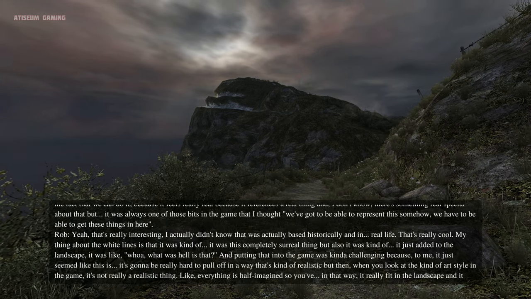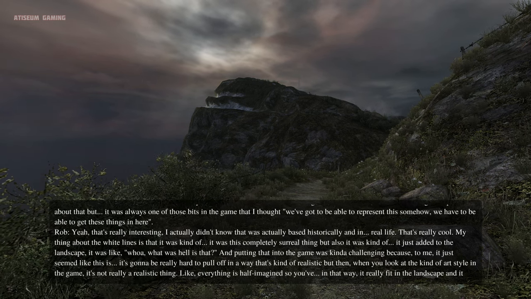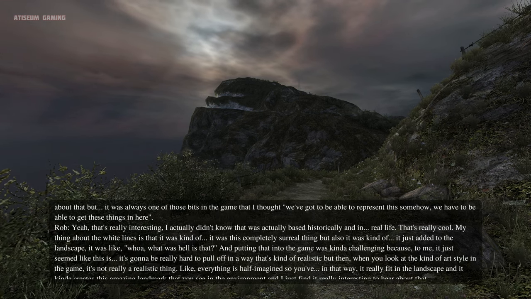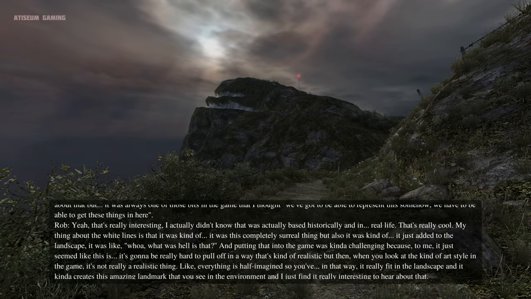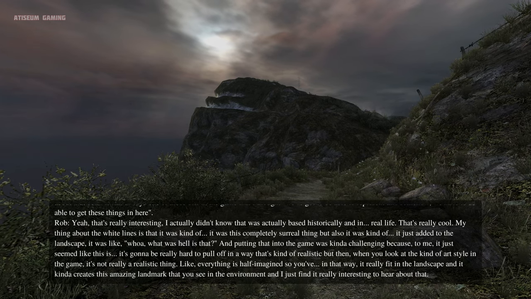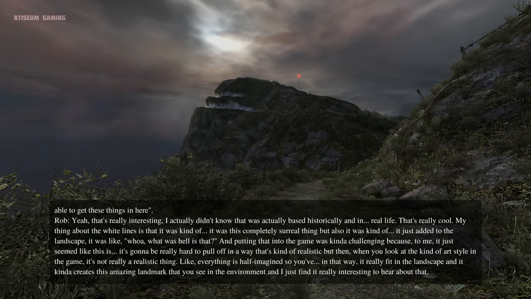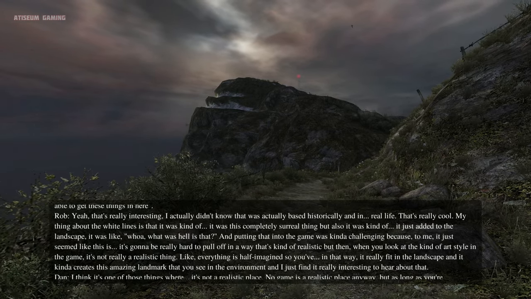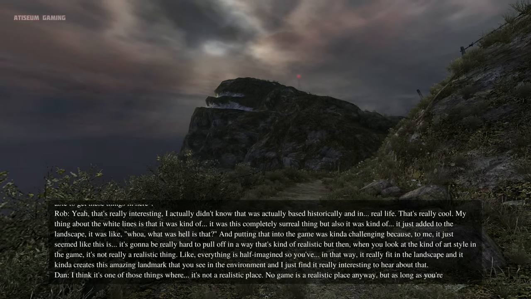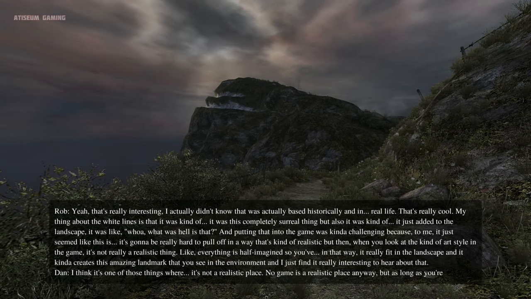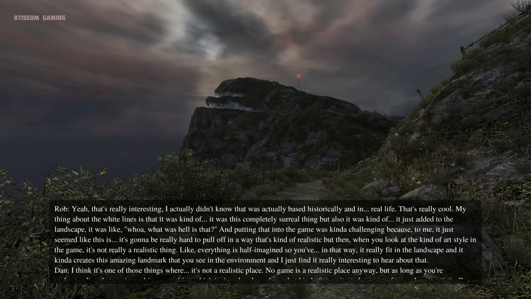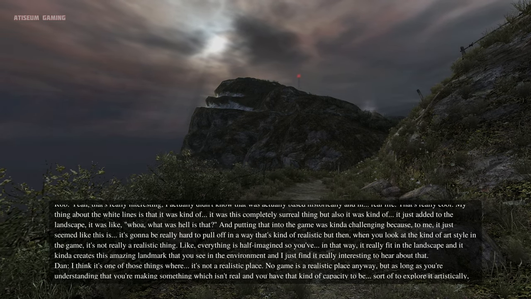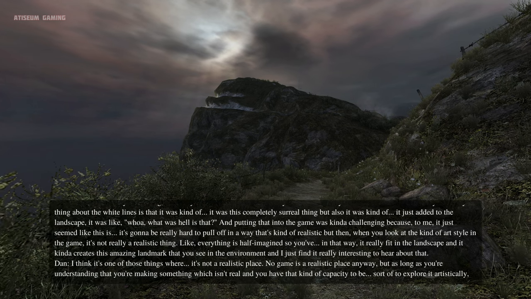And putting that into the game was kind of challenging because to me it just seemed like, oh, it's going to be really hard to pull off in a way that's kind of realistic. But then when you look at the art style of the game, it's not really a realistic thing. Everything is half imagined. So in that way, it really fit into the landscape and it creates this amazing sort of landmark that you see in the environment. And I just found it really interesting to hear about that.